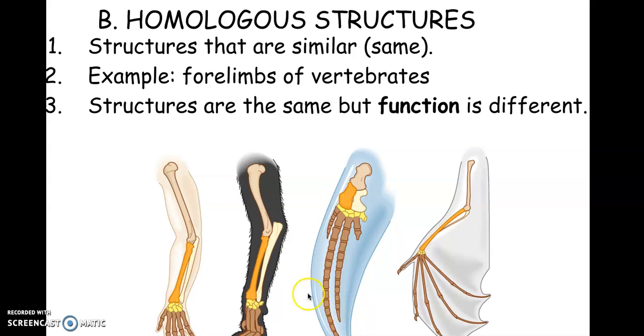Homologous structures. Structures that are similar, but they function differently. Okay, here we have the human hand. It's very similar to all these, but their function is different. Cats are made to walk on their forearms, while whales use theirs as a fin, and bats obviously fly with theirs. Homologous structures are the same, but their function is different.